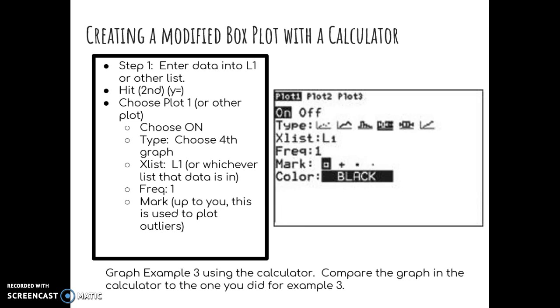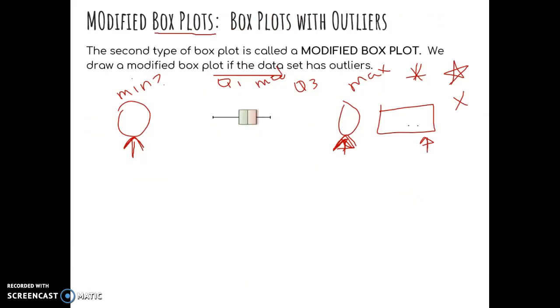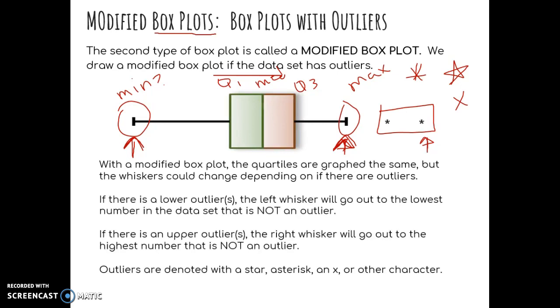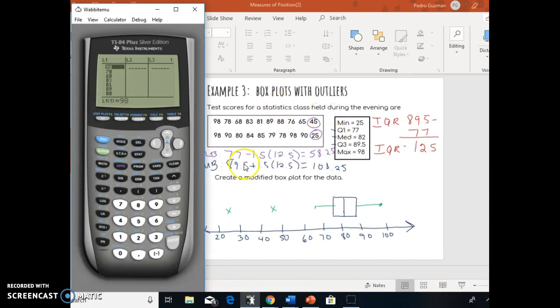So we're going to graph example 3 using the calculator. We can compare the graph in the calculator to the one we did in example 3. So let's go back to example 3. Where did we do example 3 at? There's example 3. Okay, so pause the video, put this data into the calculator, and look at the graph. Okay, so this was the example we did in the part 3 video.